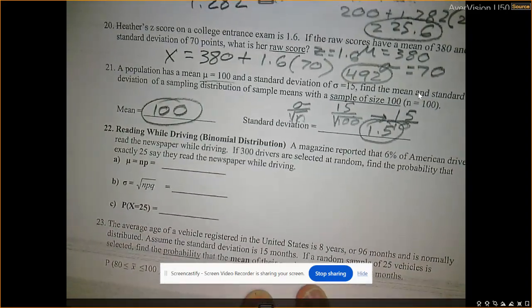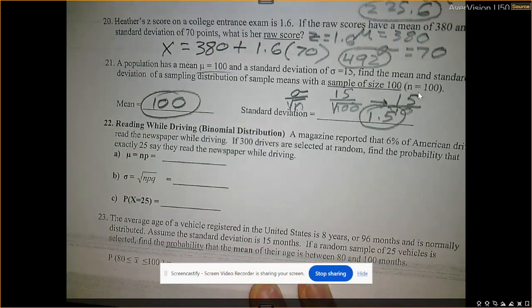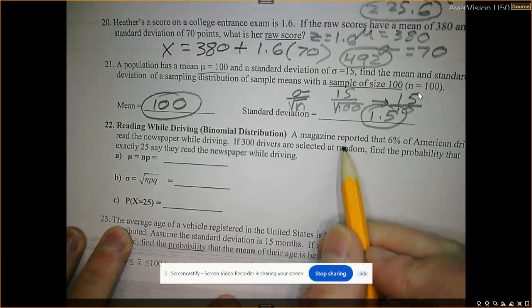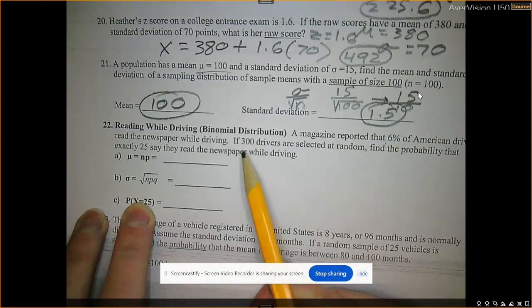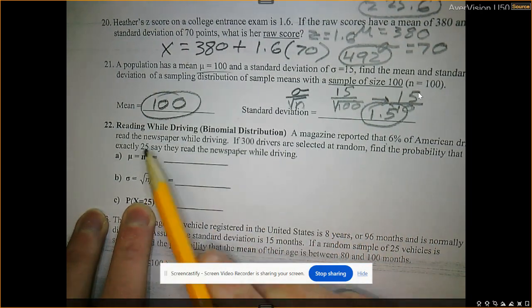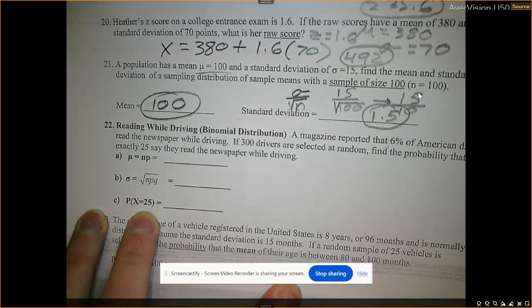Okay. As we get to 22, this really takes us back to chapter 4, which was just your last chapter, so hopefully you haven't forgotten about it yet. A magazine reported that 6% of American drivers read the newspaper while driving. 300 drivers are selected at random. Find the probability that exactly 25 say they read the newspaper while driving. Okay, it's nicely laid out for you.